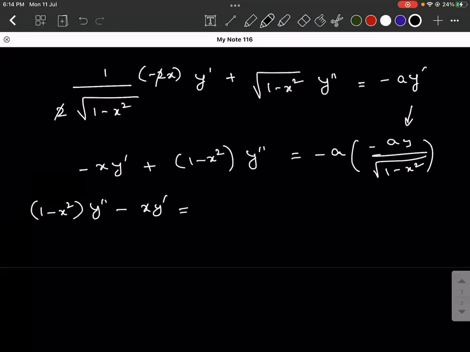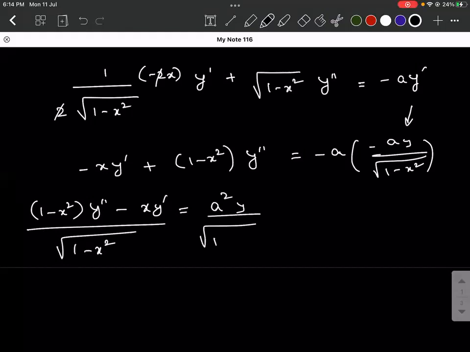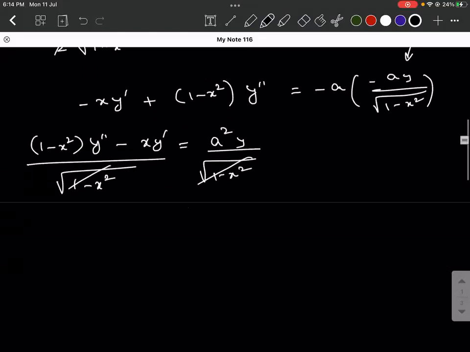Okay. So 1 minus x square into y double dash, minus x into y dash, which is minus a square y divided by root of 1 minus x square, into root of 1 minus x square. 1 minus x square gone. So 1 minus x square into y double dash minus xy dash minus a square y equals 0. I hope you understood. Nitish, you got it? Yes, sir. So the mistake was at that place, y dash. Right.